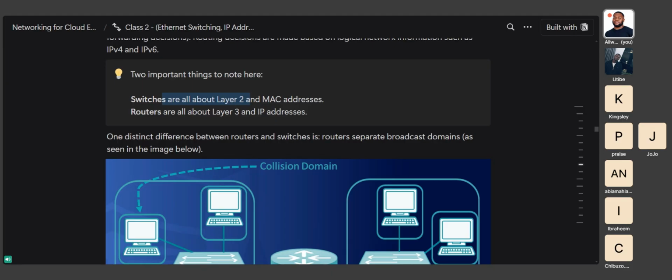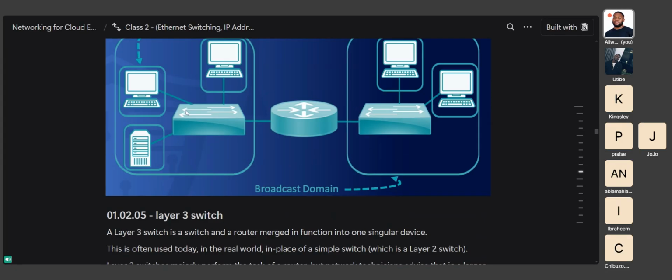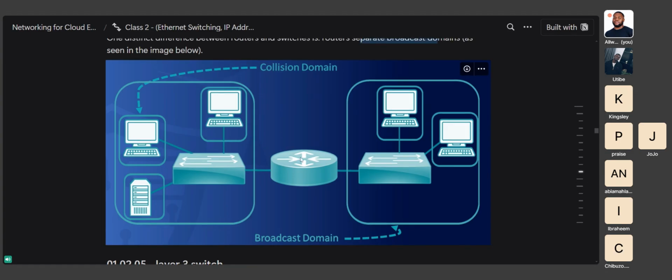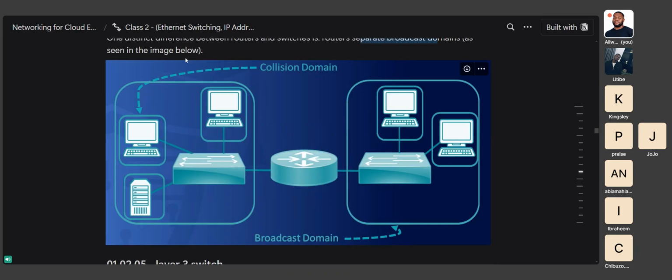Now, what we now deal with are switches and routers. A switch is all about layer 2 and MAC addresses, while routers are all about layer 3 and IP addresses. One distinct difference between routers and switches is that routers separate broadcast domains, as you can see here. So we had something that separated collision domains, first a bridge, then a switch. But that switch had one broadcast domain. All the ports in a switch comprise one broadcast domain. But a router separates broadcast domains from each other, as this image is showing.